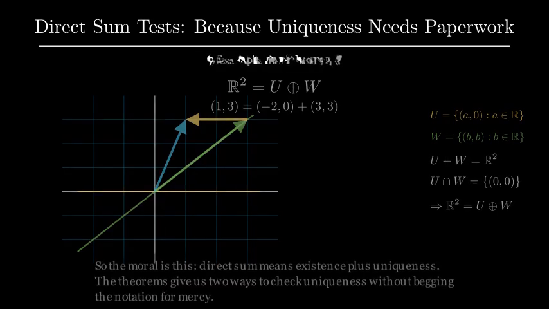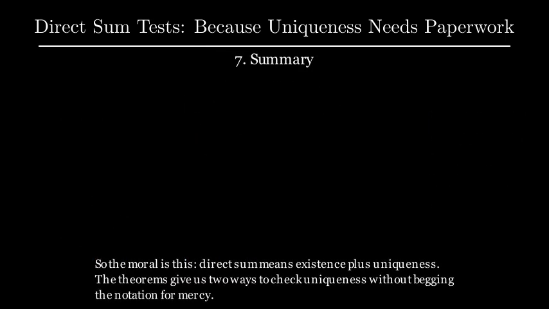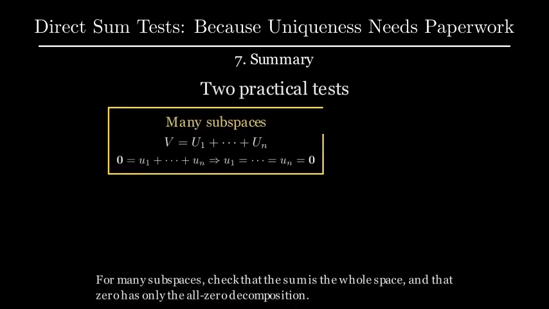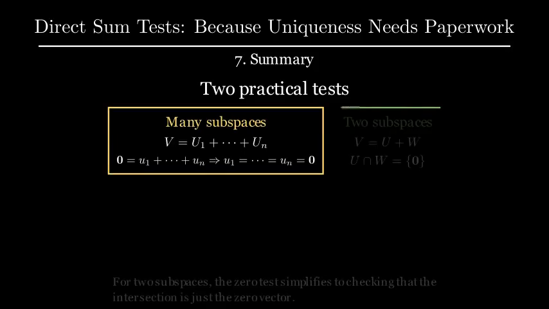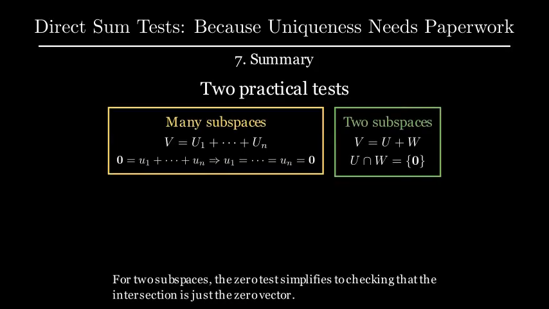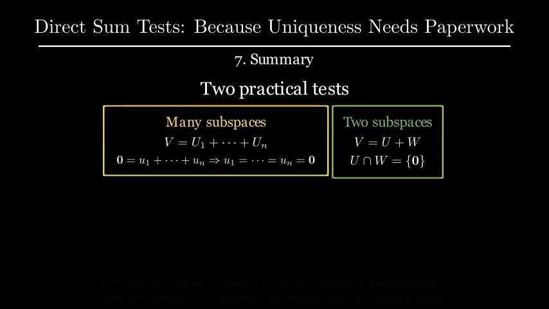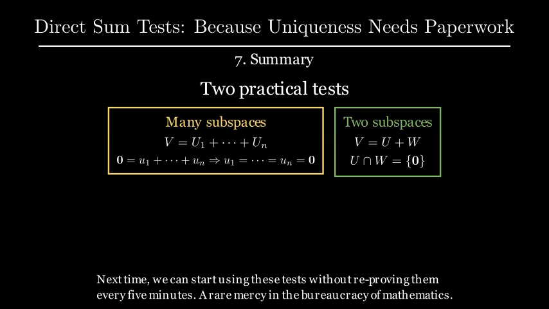So the moral is this. Direct sum means existence plus uniqueness. The theorems give us two ways to check uniqueness without begging the notation for mercy. For many subspaces, check that the sum is the whole space, and that zero has only the all-zero decomposition. For two subspaces, the zero test simplifies to checking that the intersection is just the zero vector. Next time, we can start using these tests without reproving them every 5 minutes. A rare mercy in the bureaucracy of mathematics.